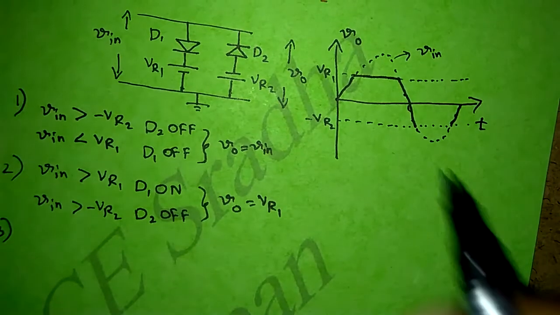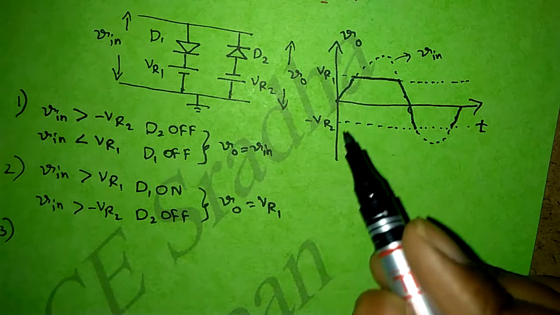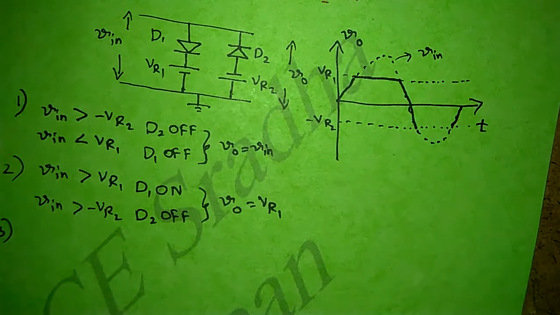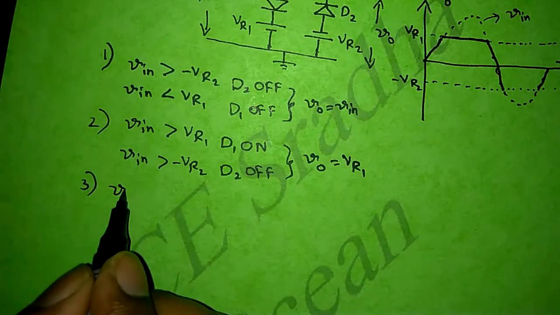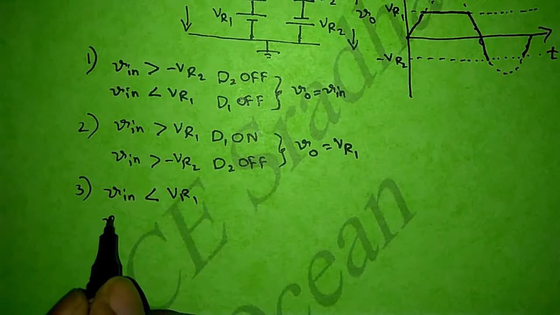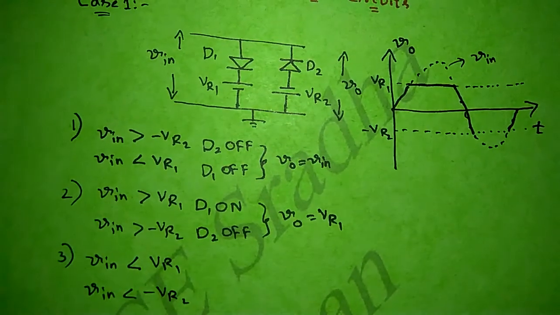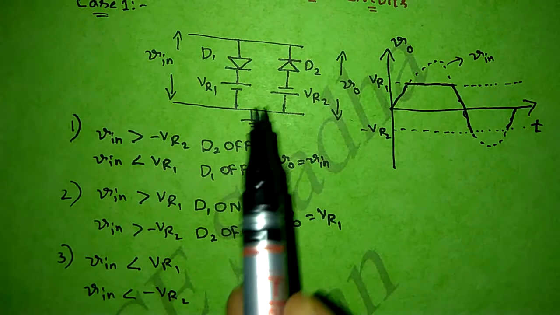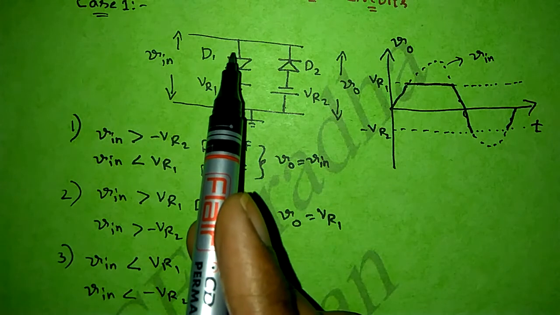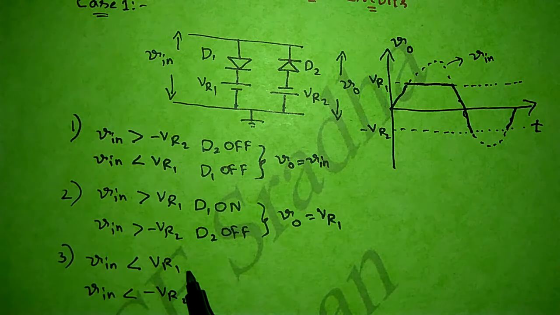from this curve we can say that our input is less than compared to both reference voltage and minus reference voltage. So we can write like this: V in is less than compared to VR1 and V in is less than compared to minus VR2. If we apply same condition in the circuit, what happens? V in is less than compared to VR1. That means anode voltage is less compared to cathode voltage. So diode D1 will enter into reverse bias and acts like open circuit. Simply we can say that D1 is off.